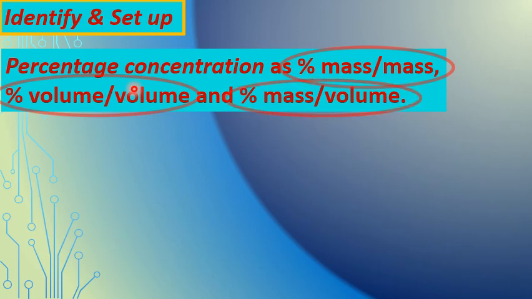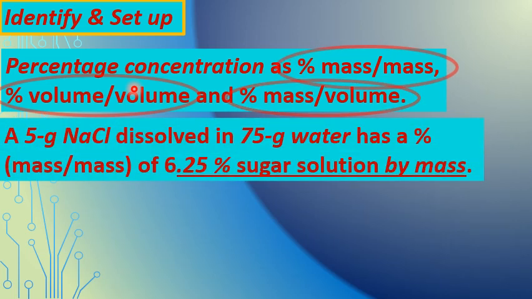For example, when you dissolve 5 grams sodium chloride in 75 gram water, that's equivalent to 6.25% mass to mass sugar solution. How we got 6.25%? Well, you'll find it out in just a short while.